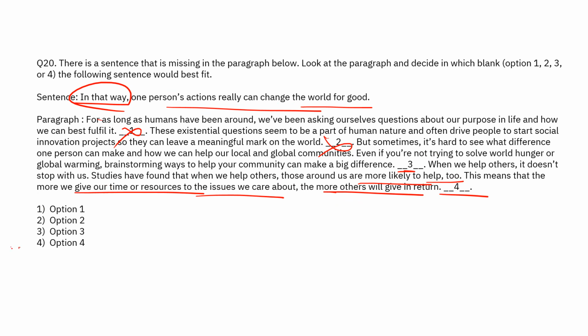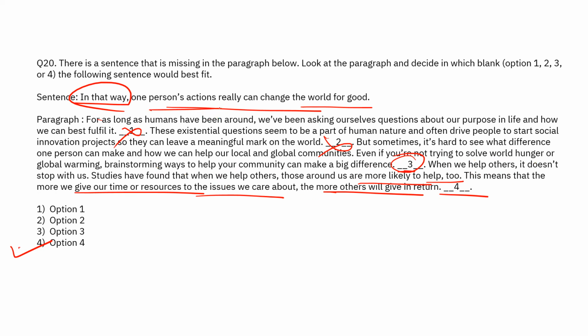It comes very well in 4th. So here, you might have been inclined to even look at 3. Let's evaluate. Sometimes it's hard to see what difference one person can make and how we can help our global and local communities. Even if you're not trying to solve world hunger, brainstorming ways to help your community can make a big difference. In that way, one person's action can really change the world for good. When we help others, it doesn't stop with us. Studies have found those. This means that more others will give.